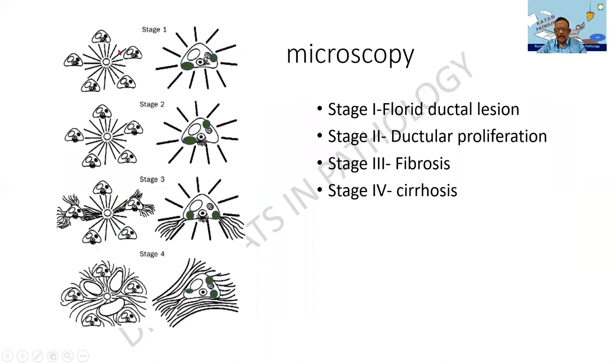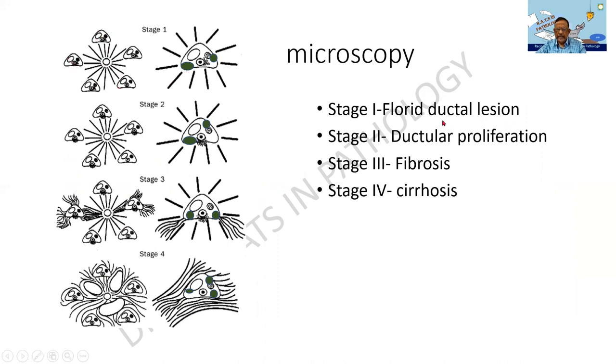So this is what is classical. I would like you people to kindly draw this diagram. So this is the central vein, the radiating cords of the hepatocytes, and then you have got the bile triad that is found in 3 areas.